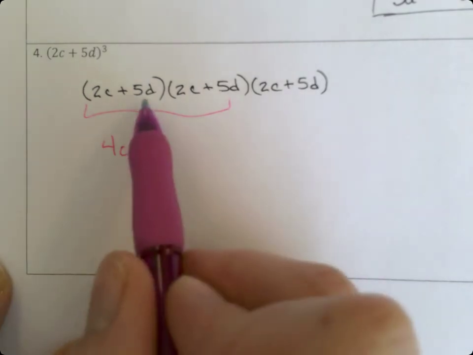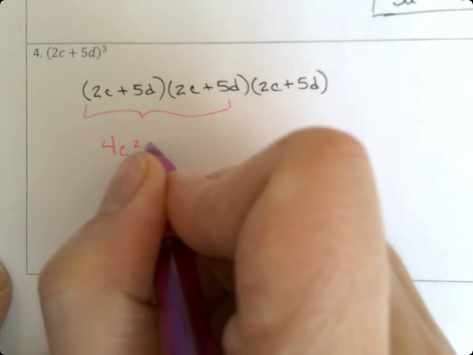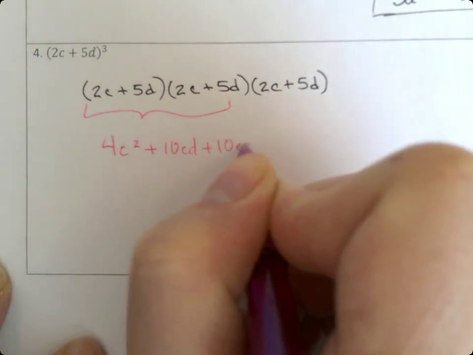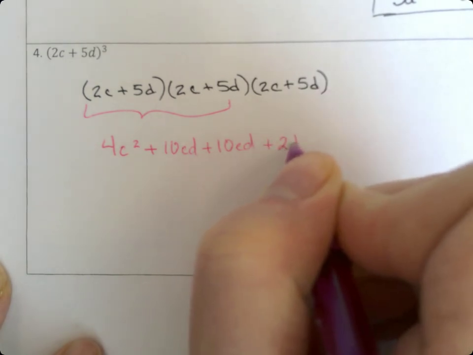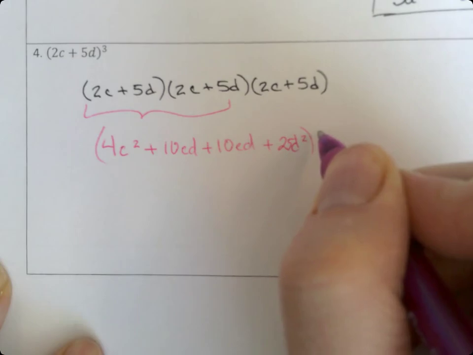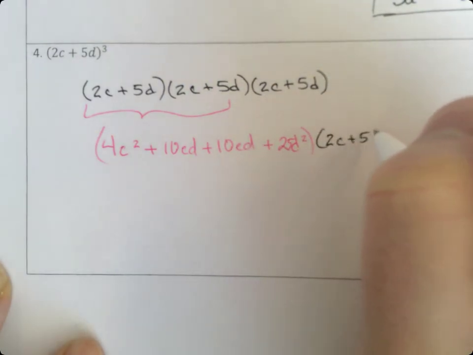That'd be 10CD and another 10CD, so double the product. But I'm going to write it out for you. 10CD, inside is 10CD, and last is 25D squared. All right, there's that piece, and I'm going to bring down the 2c plus 5d.